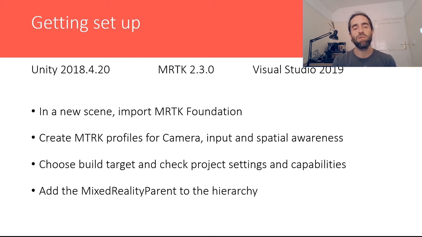You want to create profiles. You'll be prompted to do this. You should allow the toolkit to set up as much as possible, and you need to make sure your camera, input and spatial awareness systems are activated. The build target will be Windows UWP, as for all HoloLens applications. You also want to make sure in the project settings that you've got your application name set and any capabilities you want to use are enabled. Finally, you want to add the mixed reality parent to the hierarchy.